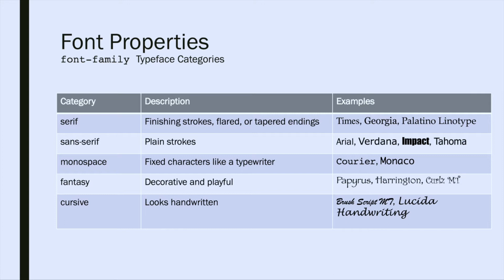Fantasy includes decorative and playful fonts like Papyrus, Harrington, or Curlz MT. And lastly, you have cursive, which looks more like handwritten fonts, such as Brush Script MT and Lucida Handwriting. All of these are good examples of fallback fonts. As long as you include one of these 5, chances are those will be installed on pretty much any computer you work with, and therefore, if your font can't be loaded, this is a good fallback.